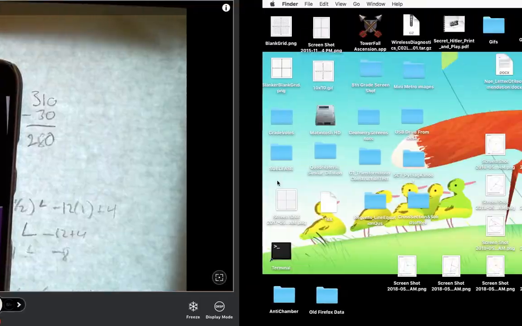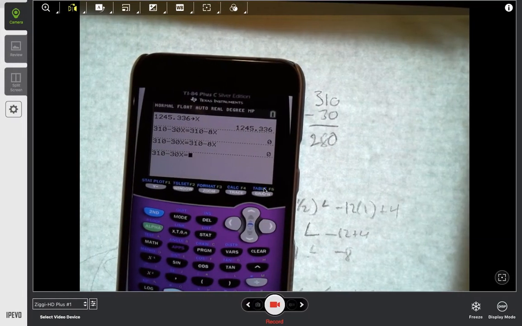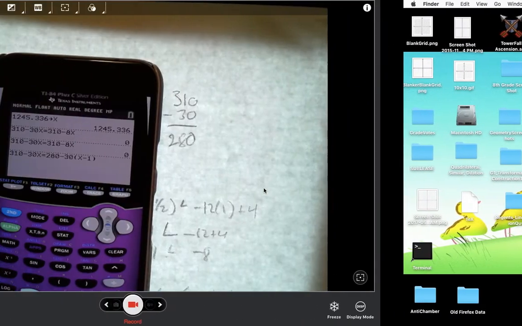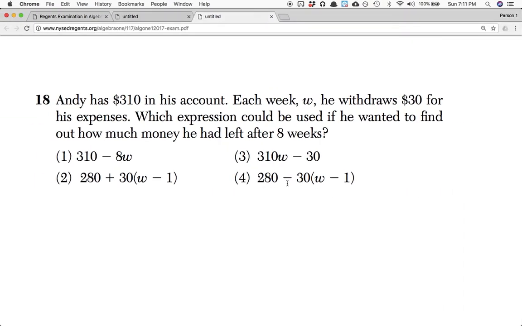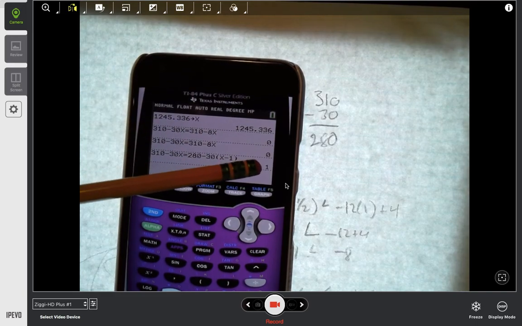And now instead of 310, I want it to be 280. 280 minus 30, and then in parentheses, x minus 1. Right? That's what it had for us. I keep going in the wrong direction. 280 minus 30, x minus 1. And if my reasoning was right, I should get a 1. This is telling you, you got a point, so you got it right.